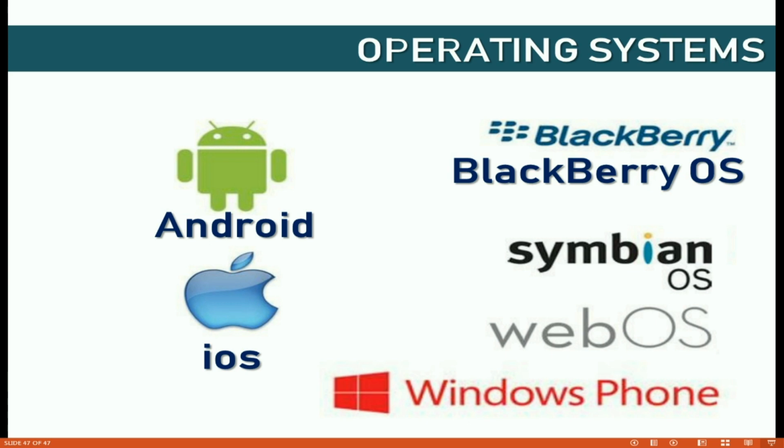Operating systems. iOS is used in Apple devices such as iPhone and iPad, an operating system used for mobile devices manufactured by Apple Incorporated. Android, an open source operating system developed by Google. Being open source means several mobile phone companies use this operating system for free.